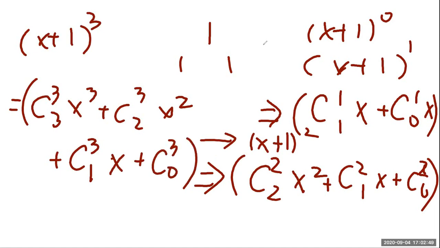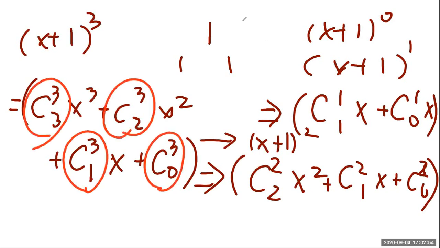So your Pascal triangle numbers are also your combination numbers. Why? I toss 3 times, pick 3 heads. I toss 3 times, pick 2 heads. I toss 3 times, pick 1 head. I toss 3 times, pick no head. Is that okay? Make sense?